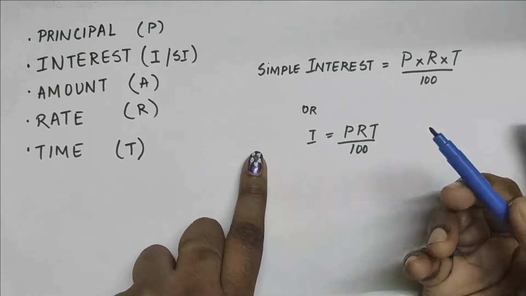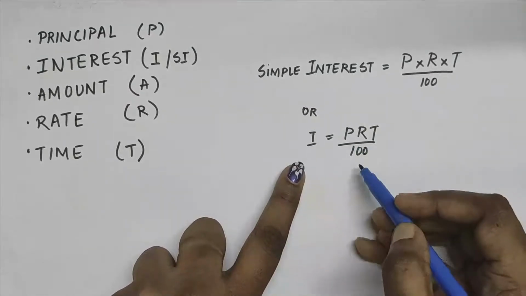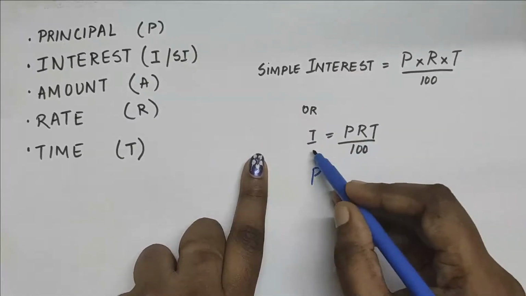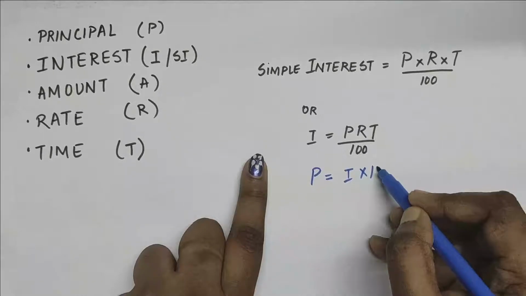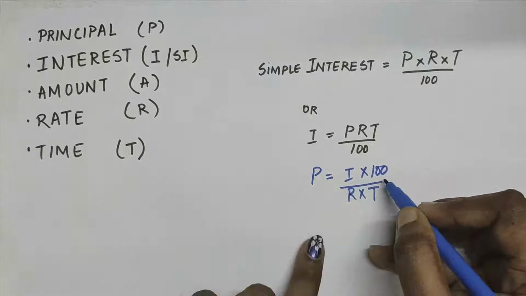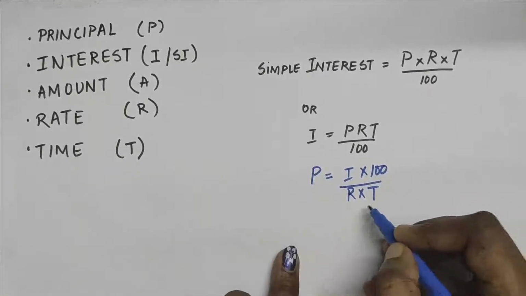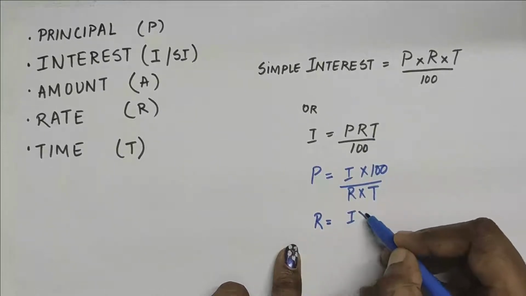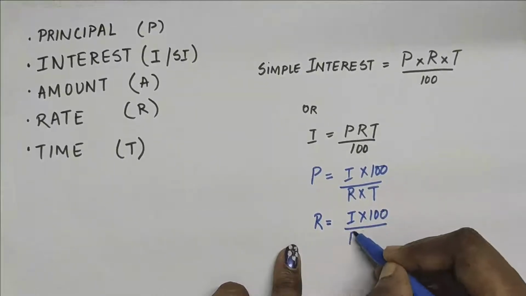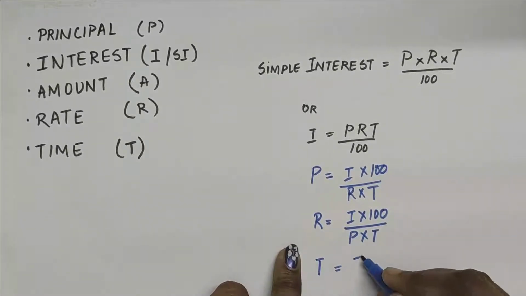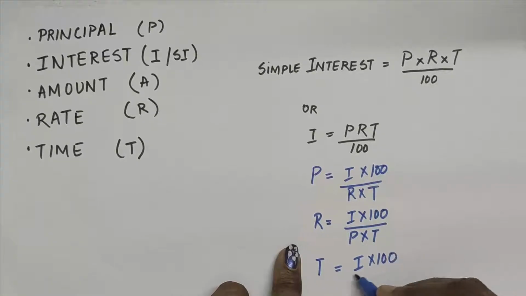Suppose we have to calculate the interest, we will do PRT by 100. Suppose we have to calculate the principal, what am I going to do using this formula? I'll shift this 100 to the other side, and this R and T will form the denominator. So I into 100, that is interest into 100 by rate into time. Similarly, when I have to calculate the rate, I will do interest into 100 by P into T. And if I have to calculate the time, I will do I into 100 by P into R, or principal into rate.